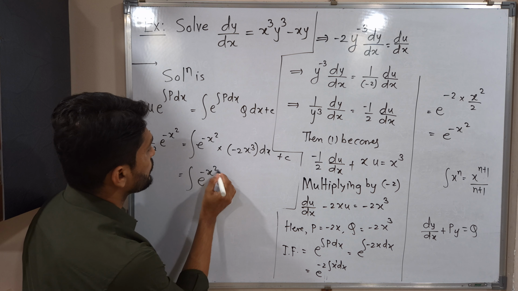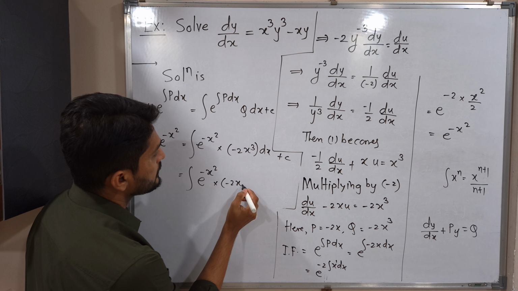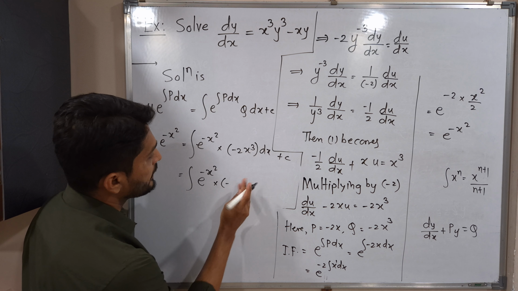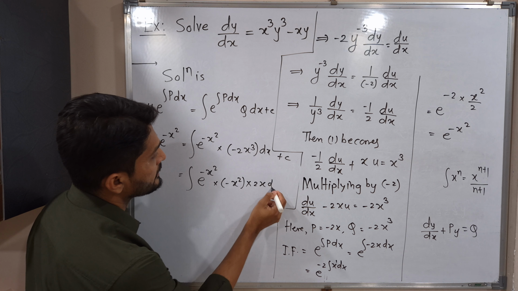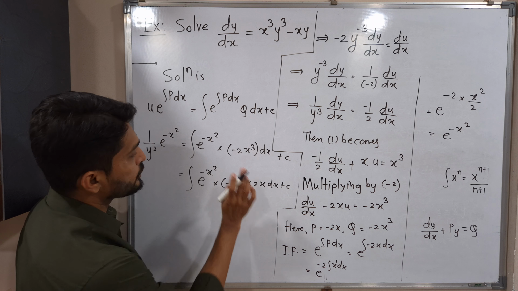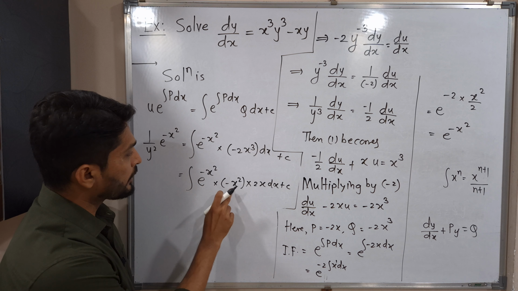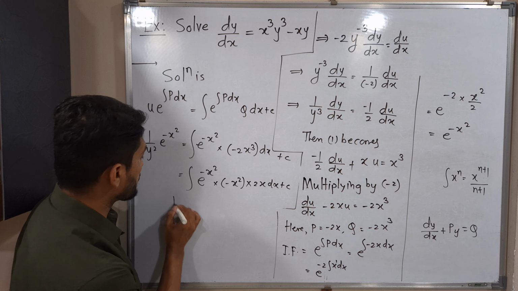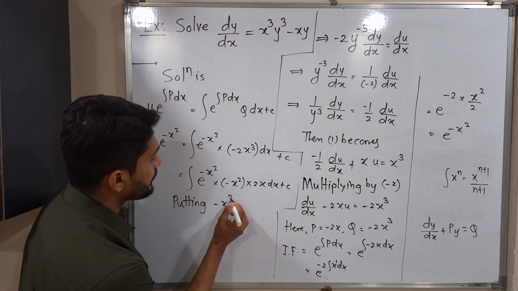e raised to minus x square, I will write minus 2x, minus x square into 2x dx. Okay, just check. So 2 into minus 2, x into x square, x cube. That's perfect. And minus x square I'm going to put as t. So let us write, putting minus x square is equal to t.